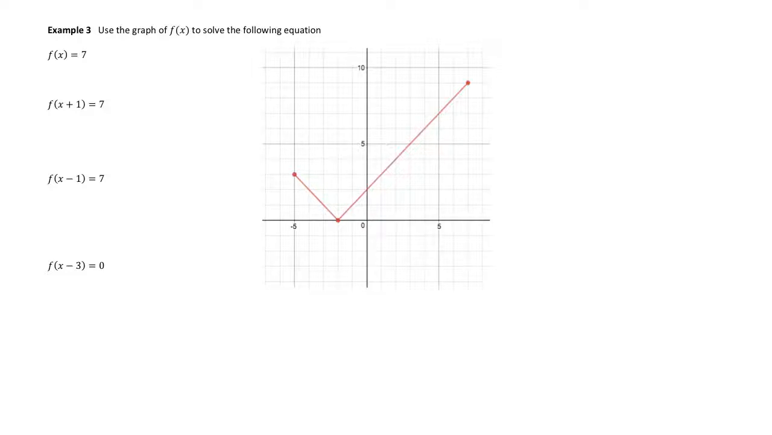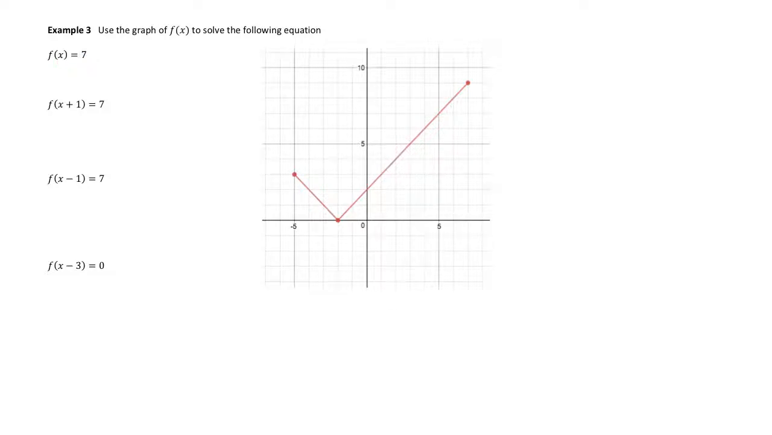And in example 3, just another variation on some practice using function notation, but this time solving a couple of equations. Here we have a graph which I'm calling f of x, and I want to use this graph to solve these 4 equations. Let's start with this one here at the top. f of x is equal to 7. The goal is to find an x value for when the y value is 7.